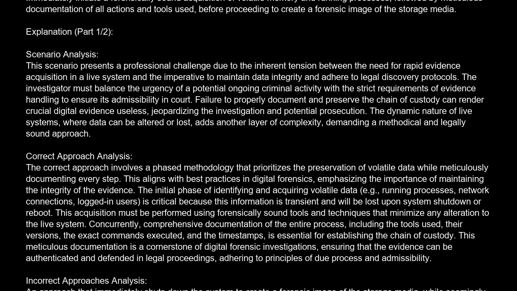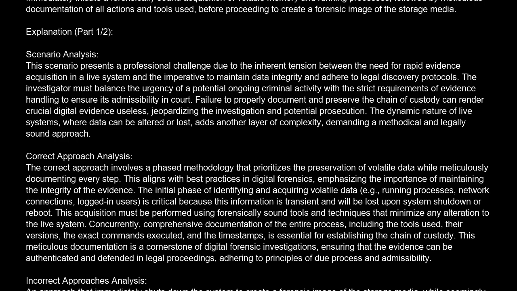Explanation. Scenario analysis. This scenario presents a professional challenge due to the inherent tension between the need for rapid evidence acquisition in a live system and the imperative to maintain data integrity and adhere to legal discovery protocols. The investigator must balance the urgency of a potential ongoing criminal activity with the strict requirements of evidence handling to ensure its admissibility in court. Failure to properly document and preserve the chain of custody can render crucial digital evidence useless, jeopardizing the investigation and potential prosecution. The dynamic nature of live systems, where data can be altered or lost, adds another layer of complexity, demanding a methodical and legally sound approach.